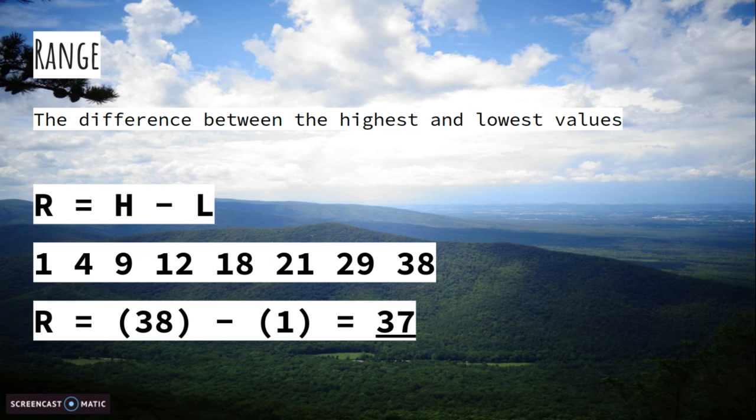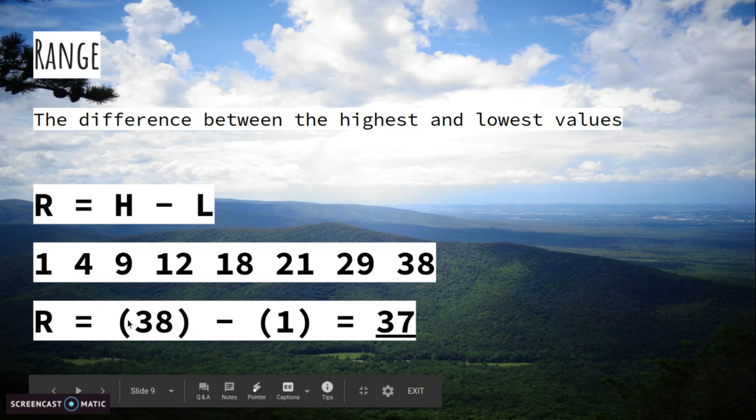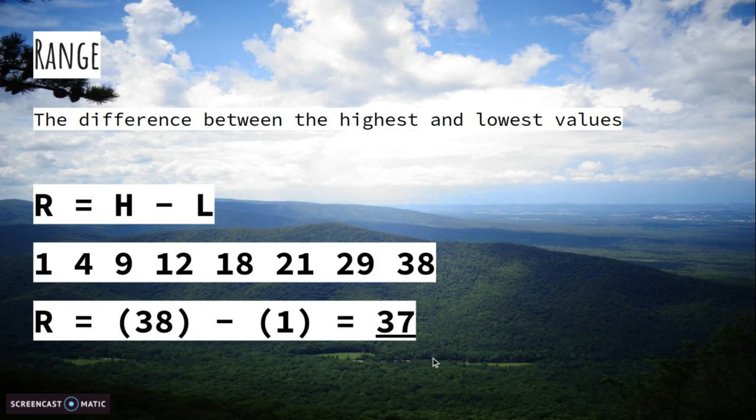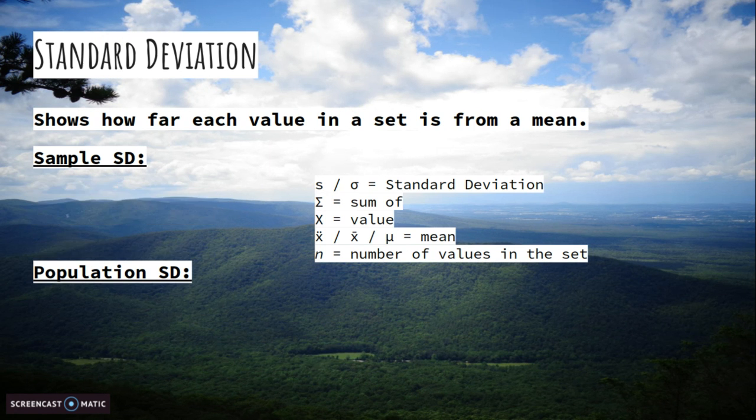So the range is the difference between the highest and lowest values. So high minus low. The highest value in this set is 38, minus 1, the lowest, which equals 37. So all these things are pretty easy to find. You just got to remember how to find them.